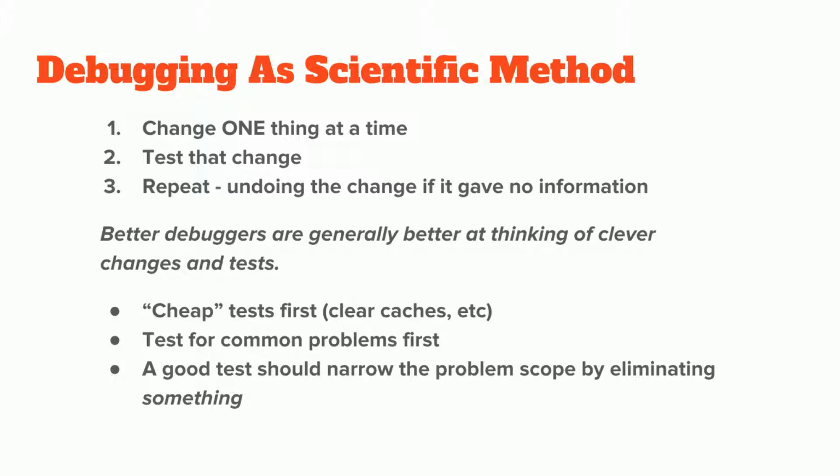So, back to debugging as a scientific method. Again, change one thing at a time. This is, I think, the most important thing in this entire talk. Number 2 is knowing where your logs are before you need your logs. Change one thing at a time, test that change, repeat. And undo that change if it didn't fix the problem or if it didn't further your understanding of things.